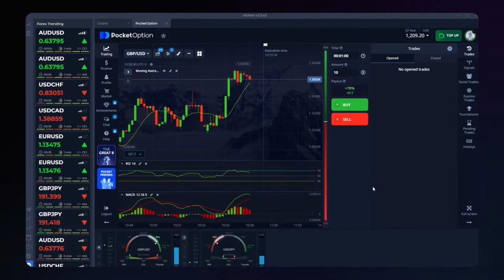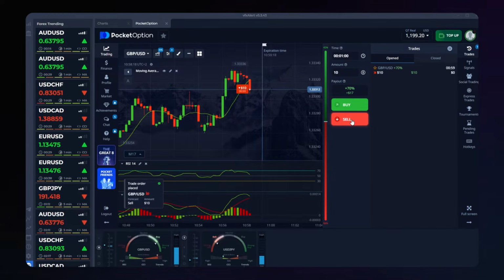RSI drops down through 70, and I open my first $10 trade down, without waiting for the extra signal. While it's running, let me quickly explain the rules.